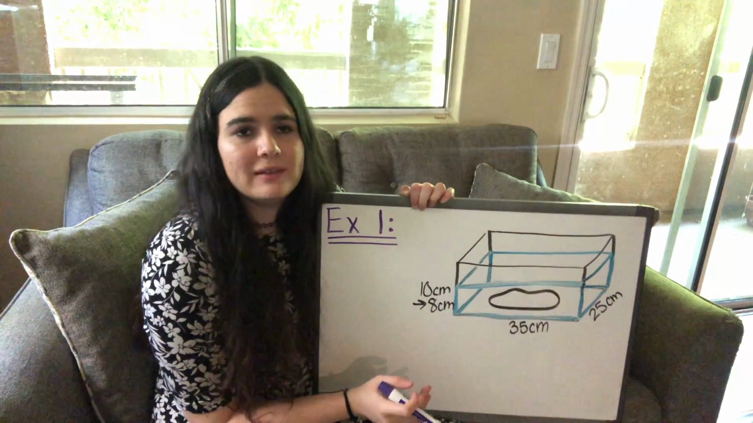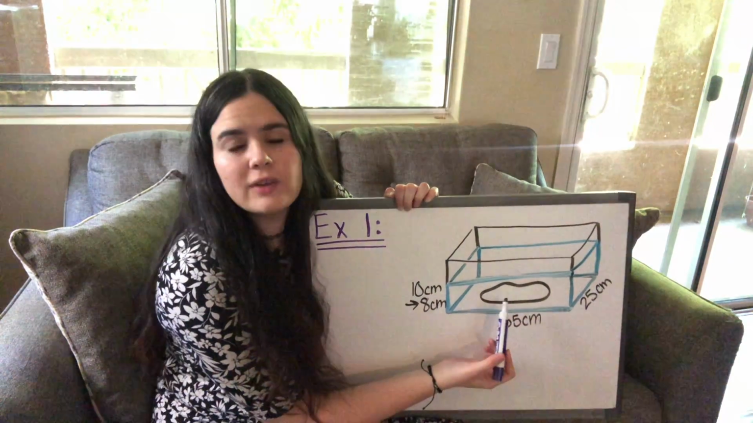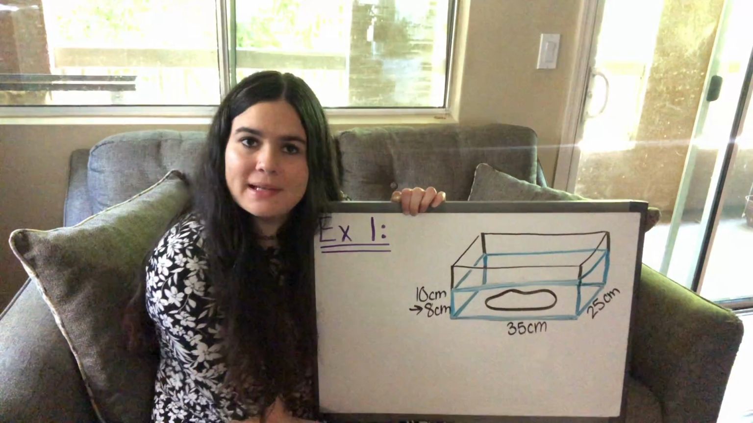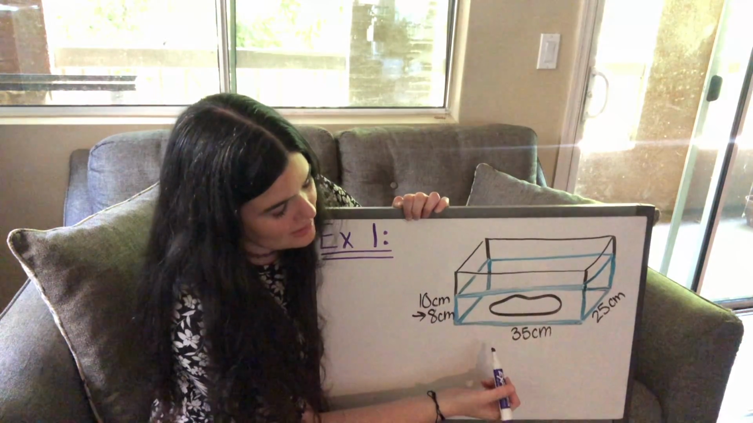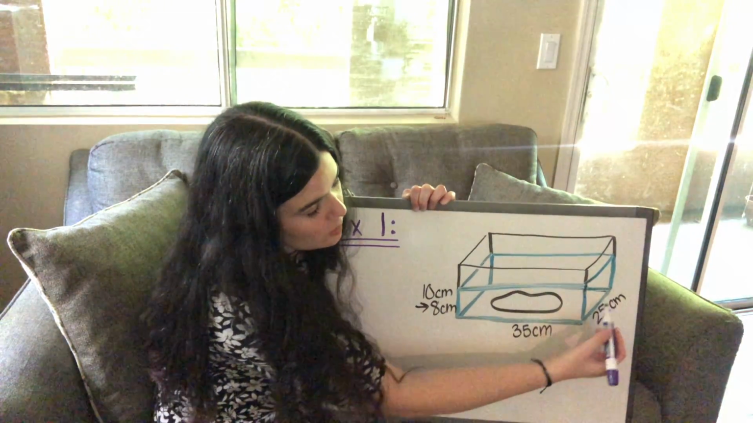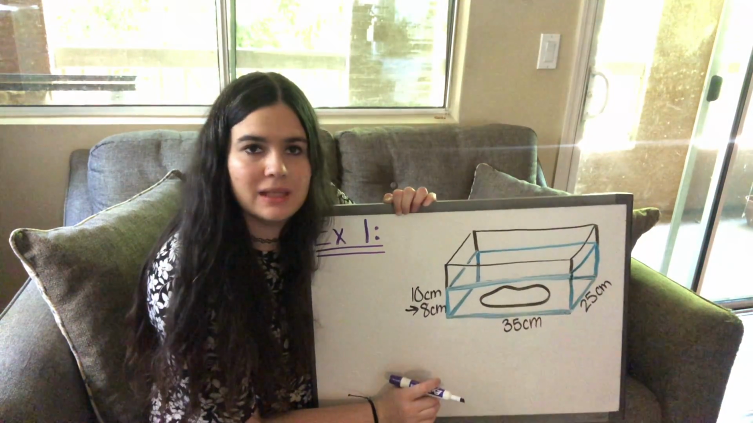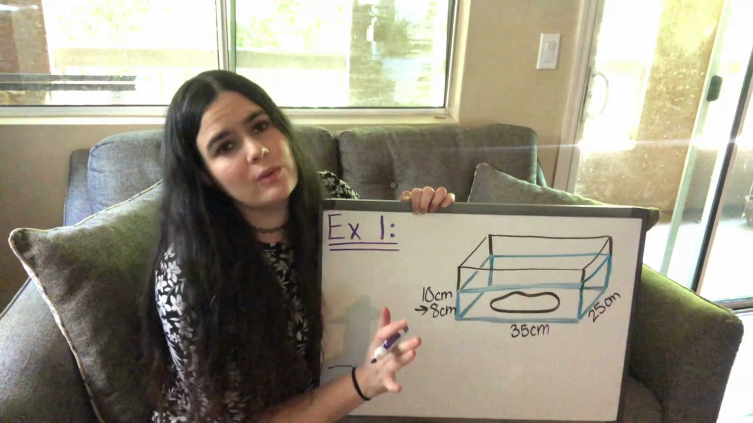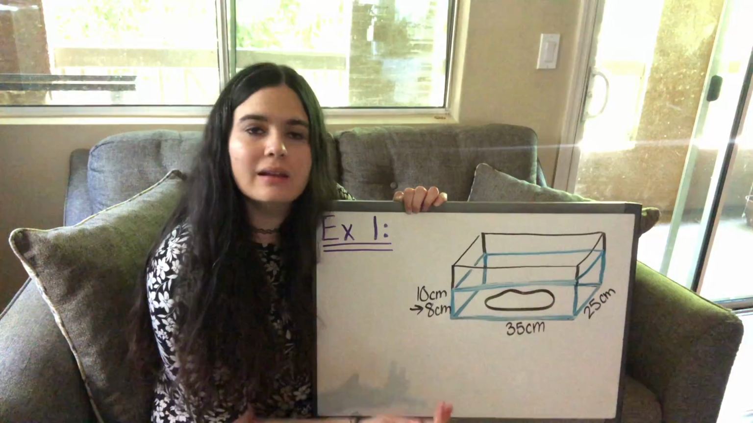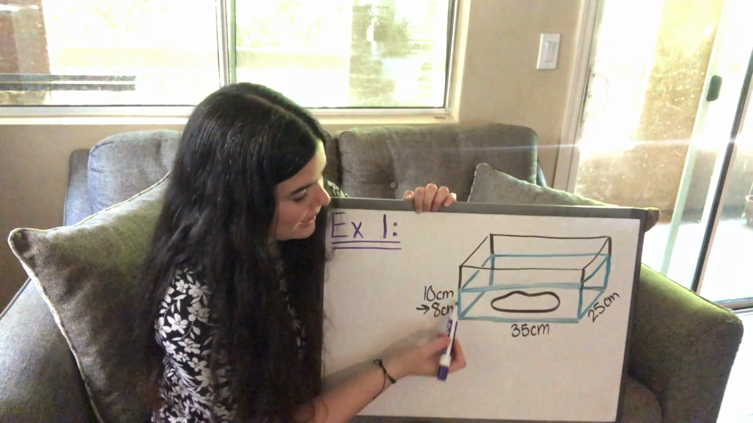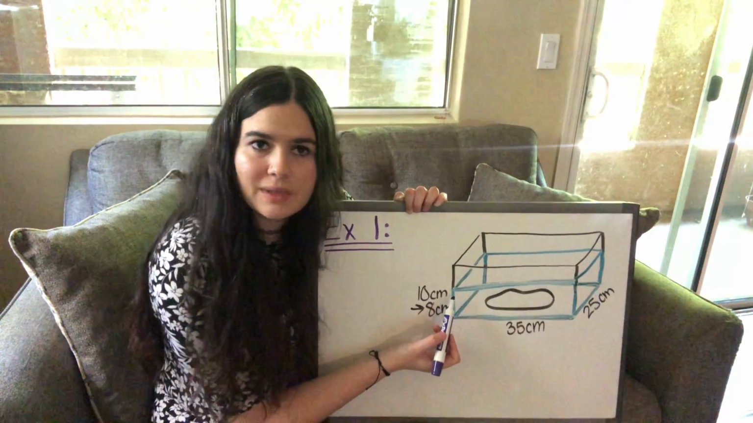For this problem, we want to find the volume of our stone using the methods of water displacement. The container that our stone is in has a length of 35 centimeters, a width of 25 centimeters, and we're not sure what the height of the container is, but that's not what's important. What's important is the height of the water. So when the stone is in the water, the height is 10 centimeters.